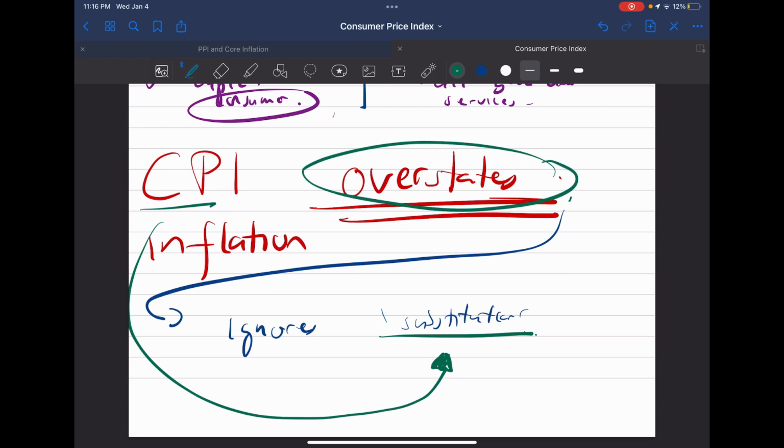It overstates inflation. But hey, if you think about it, it's still reliable because the CPI and the GDP deflator move together. So maybe the CPI is normally always higher than the GDP deflator because it overstates inflation. But the point is that they move together. So that's very important. They move together. But in this case, CPI overstates inflation.